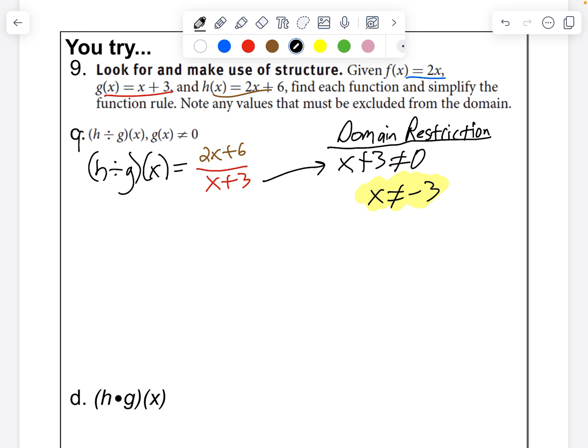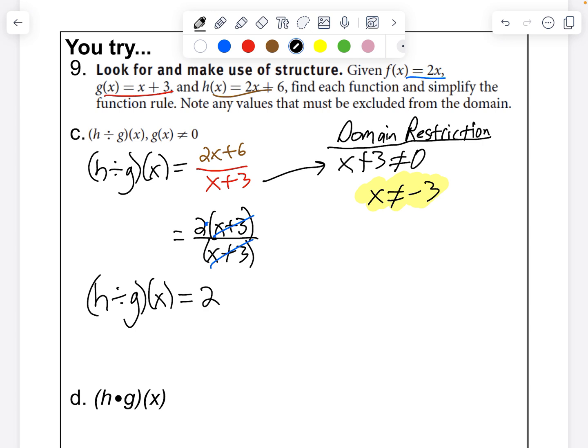Now, the other little trick is if you got here, I'm actually pretty happy. But look what happens. Up top, you can take a 2 out of that 2x plus 6, right? There's a GCF of 2, and that leaves a 2 times x plus 3 up top and then an x plus 3 down low. Now, this is when you can reduce something. Because we have an x plus 3 up top and x plus 3 down low, and this x plus 3 is being multiplied by something, those x plus 3s can reduce. So the best final answer here is h divided by g of x equals just 2.